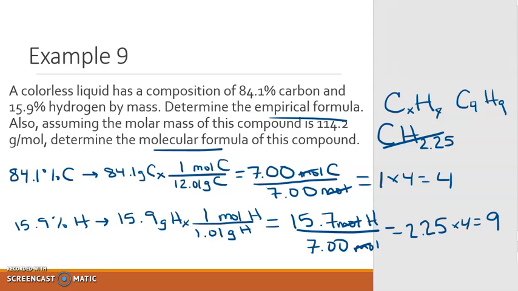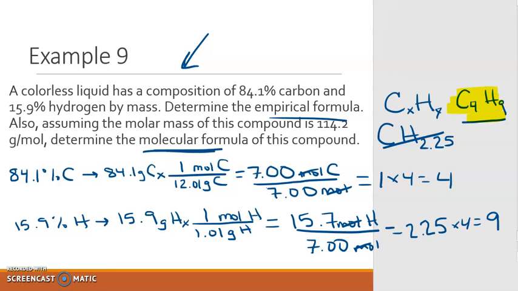Welcome back to section 6. We were in the middle of example 9, and in the last video we ended with determining that the empirical formula for this particular problem was C4H9. And remember, what does empirical formula mean? It's telling you the lowest whole number ratio for elements in a particular compound. So all this tells me is that whatever compound this is, it's going to have a 4 carbon to 9 hydrogen ratio. Now, what's the molecular formula?